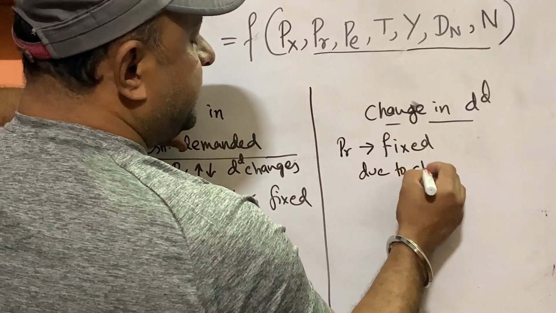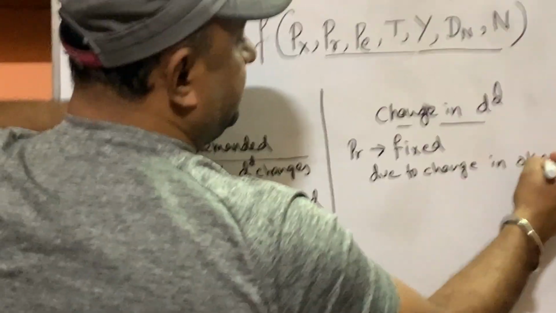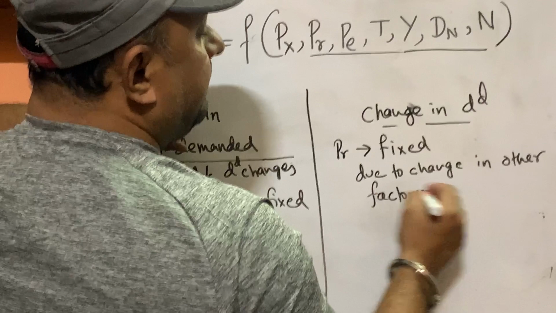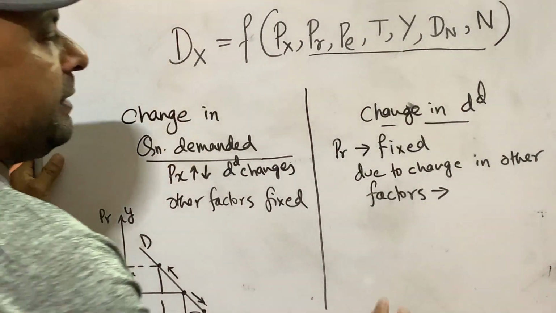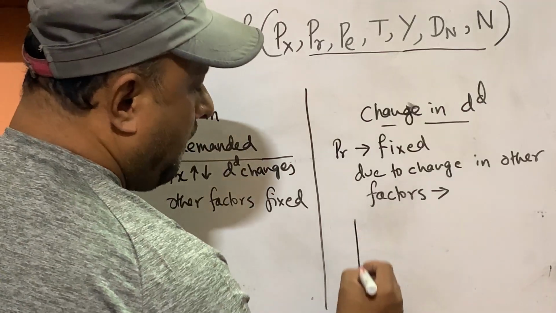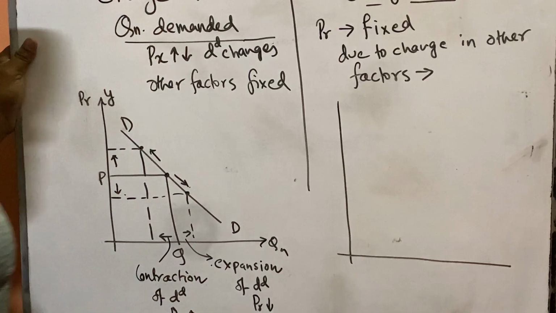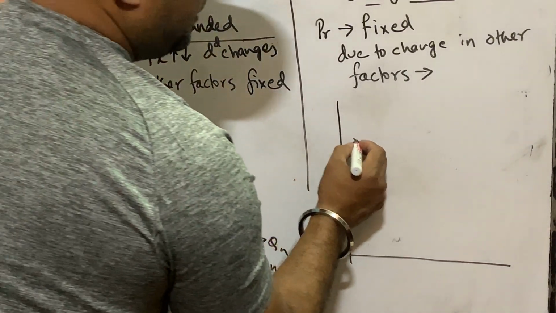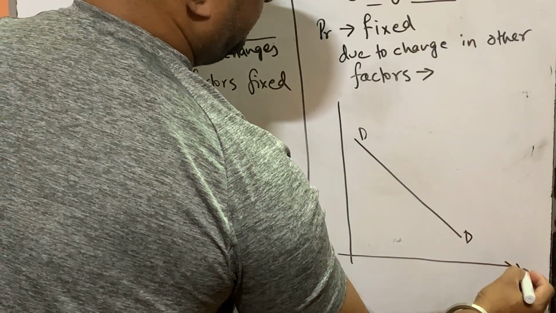Due to change in other factors, that time it is called change in demand. It also has two types. In change in demand, what happens? That time the demand curve shifts. Here the demand curve is fixed, but here the demand curve shifts either to the right side or the left side.